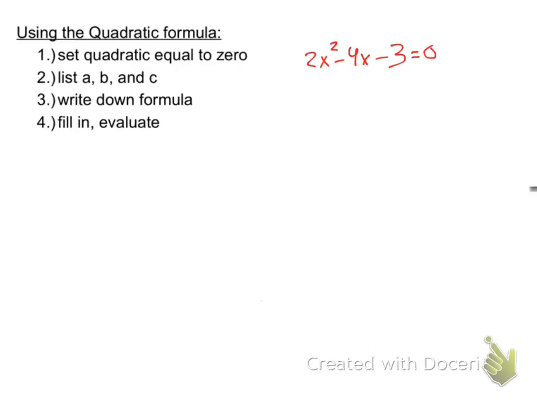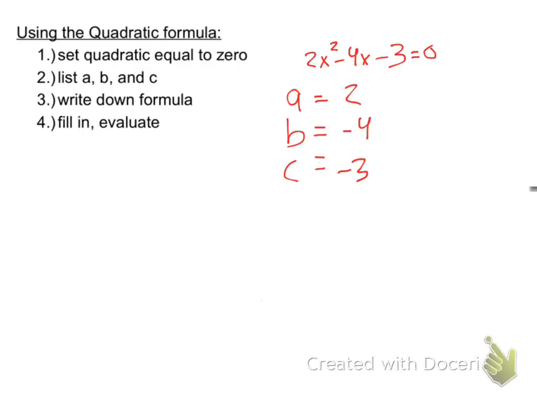The next thing I want you guys to do is tell me what A, B, and C are. A equals 2, not 2x squared. B is negative 4 and C is negative 3. Is everybody okay with this? Notice the coefficient, not the variable. So if there was no 2 in there, what would A be? 1. It would be a 1.